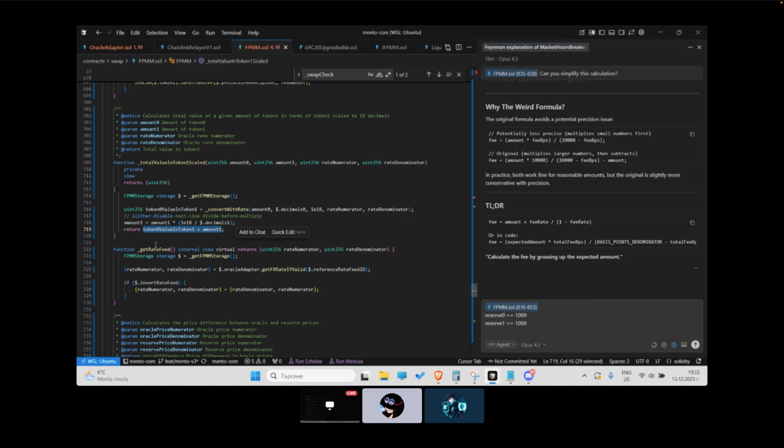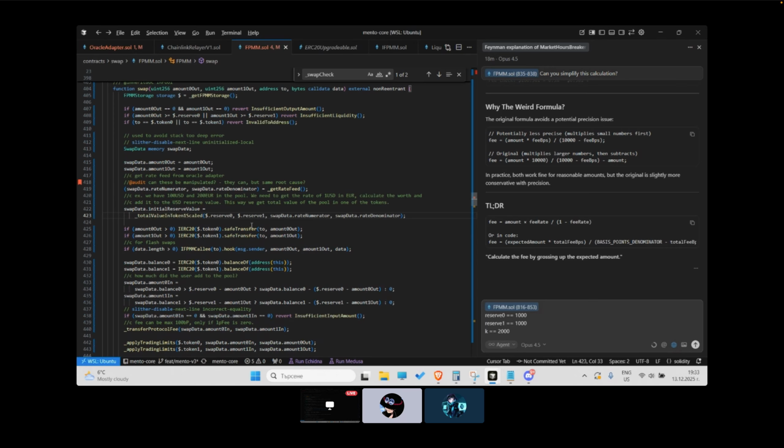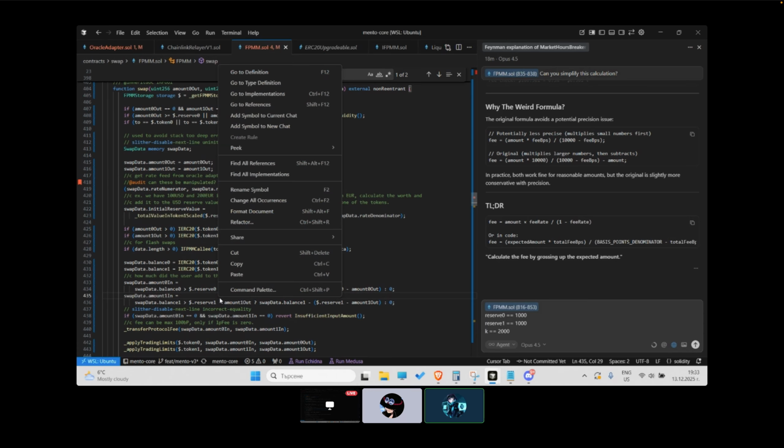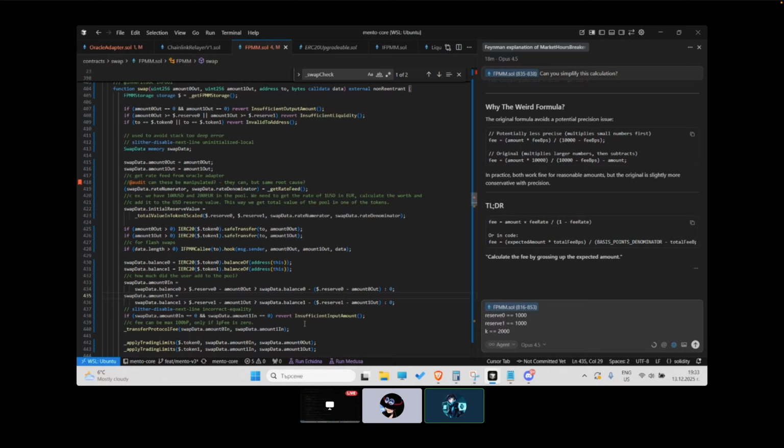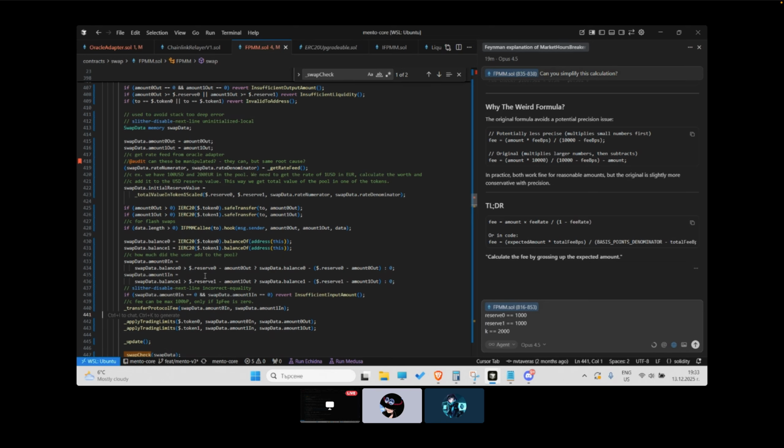Okay, now let's go back to swap. So you removed... you have to calculate beforehand how much you need to pay back, I think. Yeah, you need to calculate how much you need to pay back.